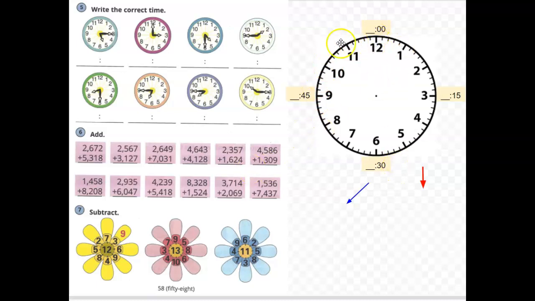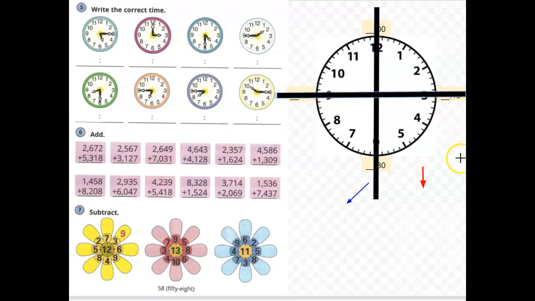So if you take this clock and you cut it up like a pie, cut it in half this way, and then you do the same thing and you cut it in half this way. You have 4 quarters. You have 4 sections, right? Each one of these sections is worth 15 minutes. Okay, so every hour has 4 15-minute sections. 1, 2, 3, 4.